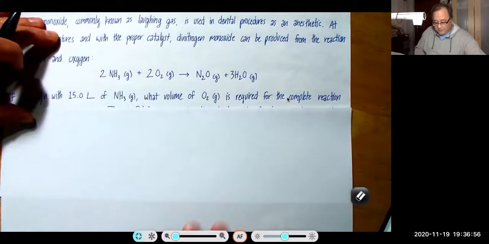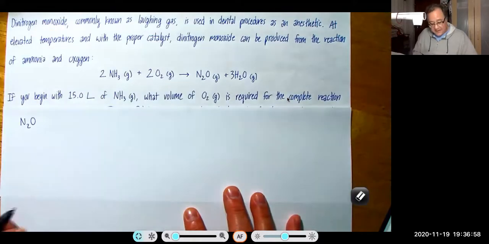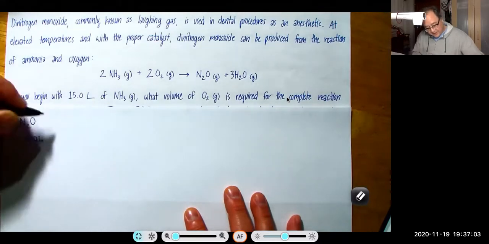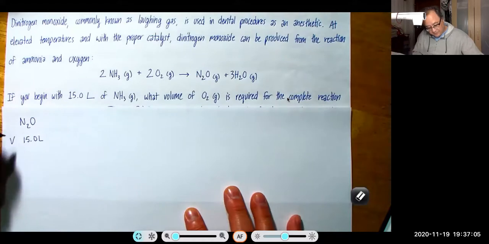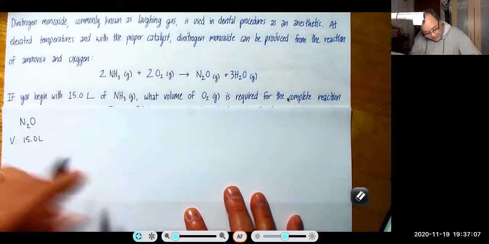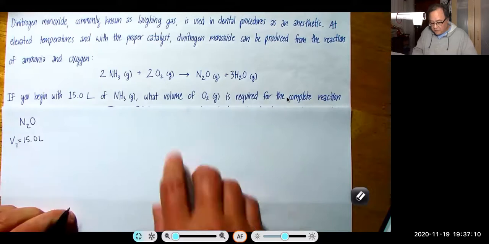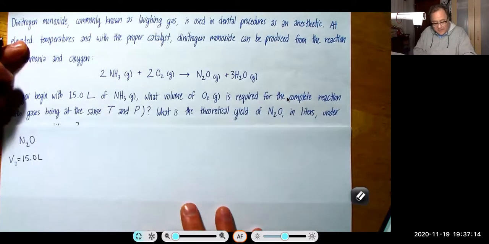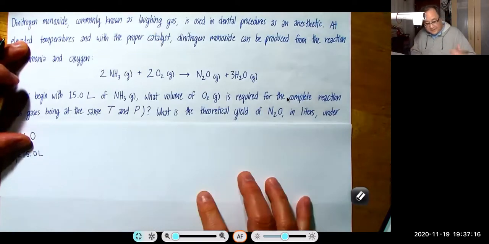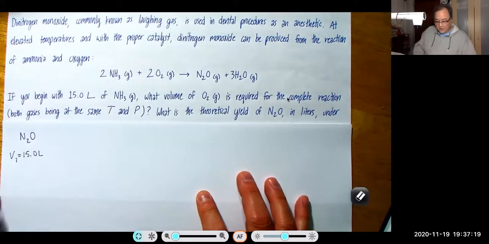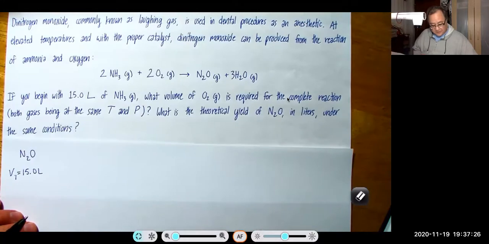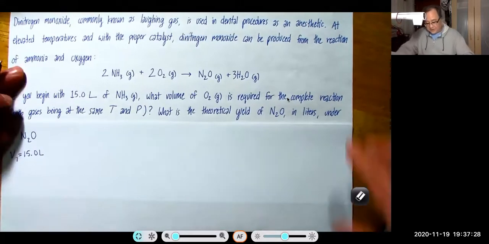If you begin with 15.0 liters of NH3, that's going to be the volume. Since they say begin, I'm going to call that V1. What volume of O2 is required for the complete reaction, both gases being at the same temperature and pressure? What is the theoretical yield of N2O in liters under the same conditions? This is a pretty interesting question.